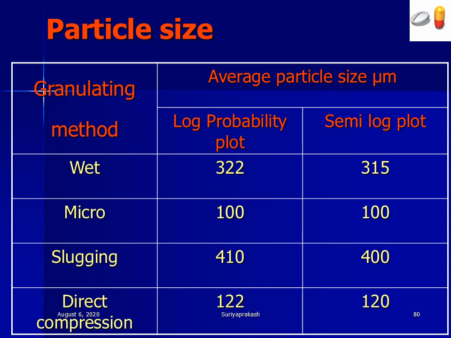Suppose I want to prepare micro granules and fill them into capsules and dispense to the market, that I can do. Or wet granulation, slugging, direct compression, I can convert it, even micro also. I can compress it into tablets and send it into the market. Anything I can decide based on the company's decision. So this is how a pilot plant study is being done.